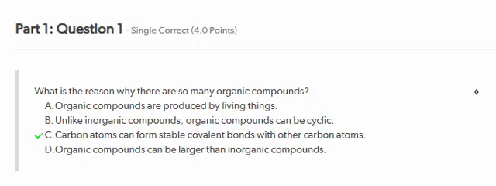Homework 1, number 1. What's the reason why there are so many organic compounds? Well, the reason there are so many organic compounds is because of carbon. Carbon has such interesting chemistry, and you likely have studied that in organic chemistry. But carbon can form stable covalent bonds with other carbon atoms, and we can form these enormous frameworks, or we can form really tiny molecules. So it's all because of carbon and the stable covalent bonds it can form with carbon atoms.